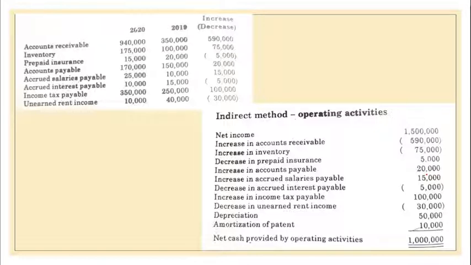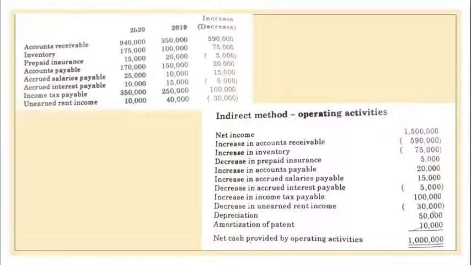If your payable grows, for example when you borrow cash, it means you have kept the cash. Instead of paying it, instead of disbursing it, you kept it. So your cash increases. It is an addition to your net income. That is the concept here, and it is the same here.